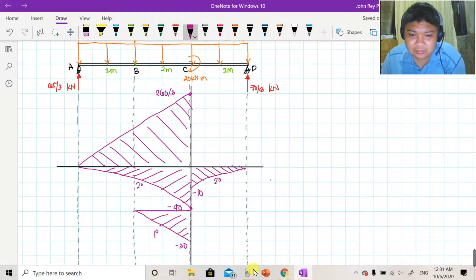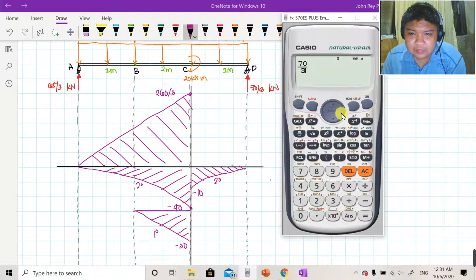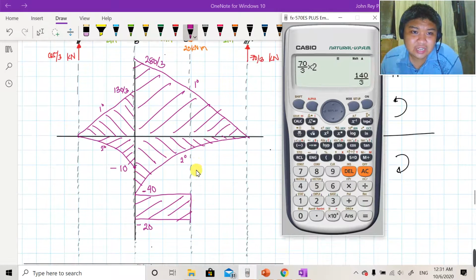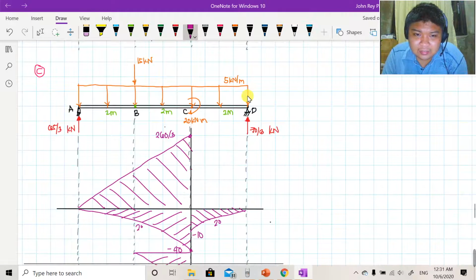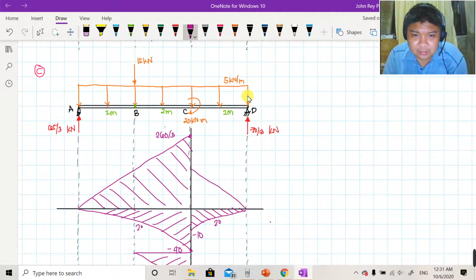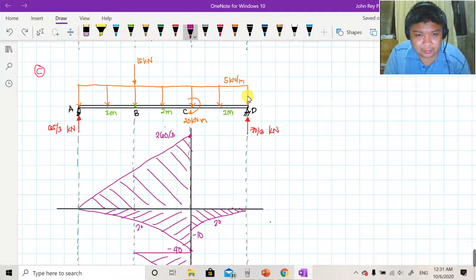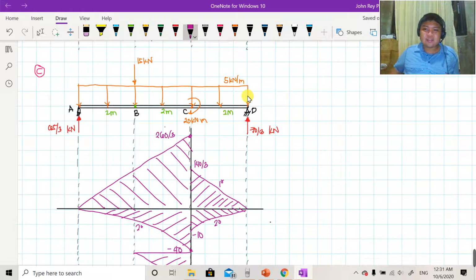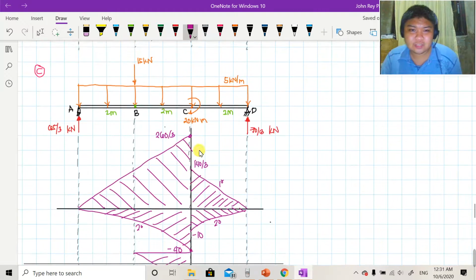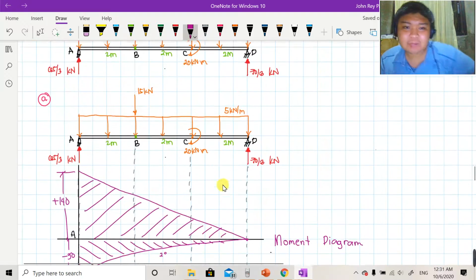Tapos, 70 over 3 ulit. Diba? 70 over 3 times 2 meters. So, the answer is 140 over 3 siya. Okay, so 140 over 3. But since concentrated load siya, di upward siya. Okay, lagay lang natin na erase lang, pasensya na. 140 over 3. So, first degree. Ayan. Na-sketch na natin, class, yung ating moment diagram by parts if the point C is the assumed fixed load. Okay? So, I hope, no, naiintindihan natin, no, pa isa-isa itong mga process natin.